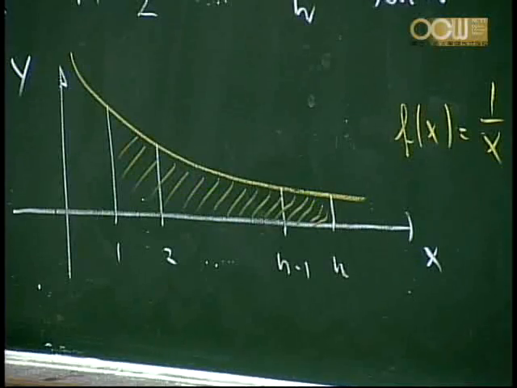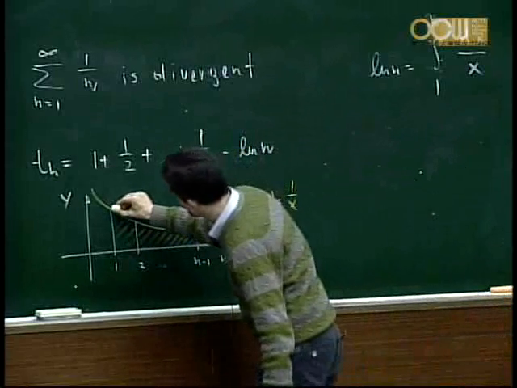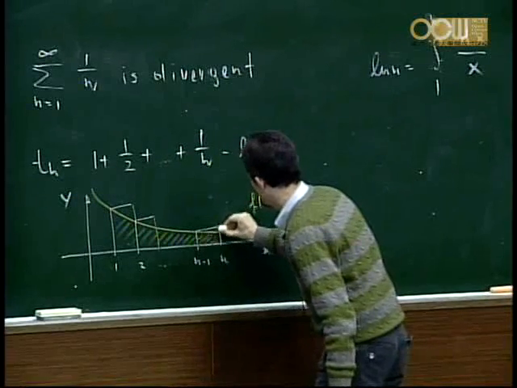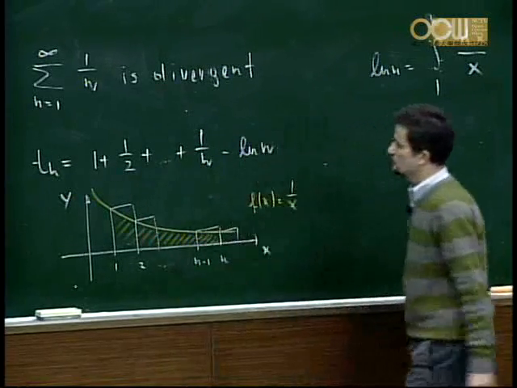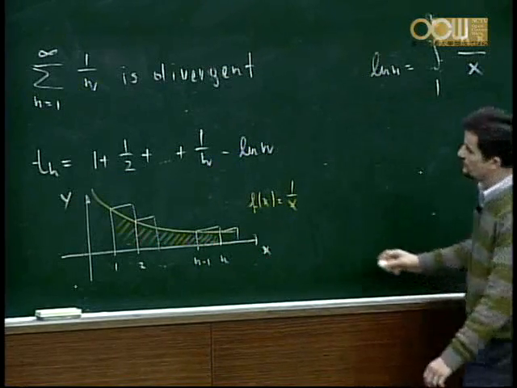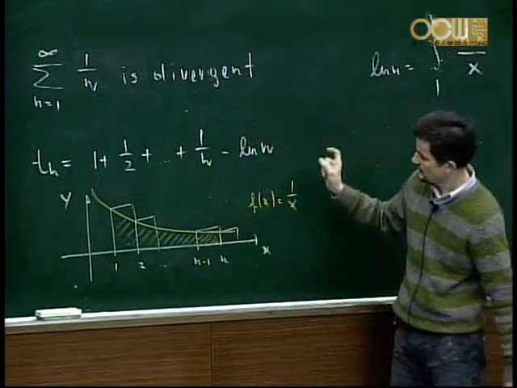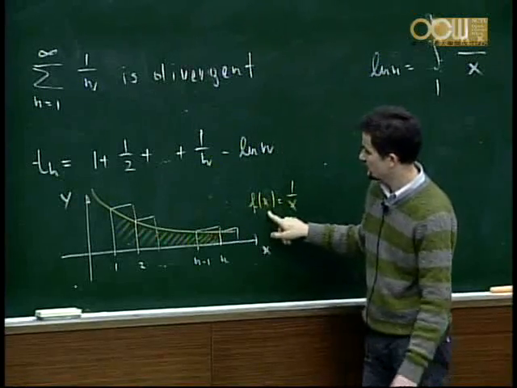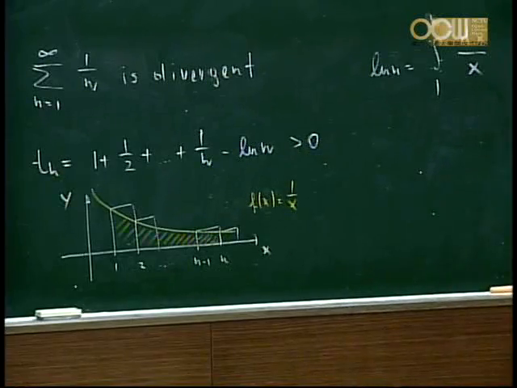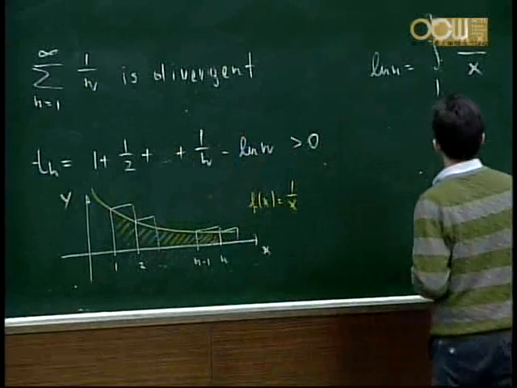Now, as I have done already before, we can interpret this as the sum of the rectangles. You see that the sum of the rectangles, which is this here, will certainly be larger than the area below the function f of x from 1 to n. So this difference will certainly be larger than 0. You see this from the picture. Okay, so this is the first thing.